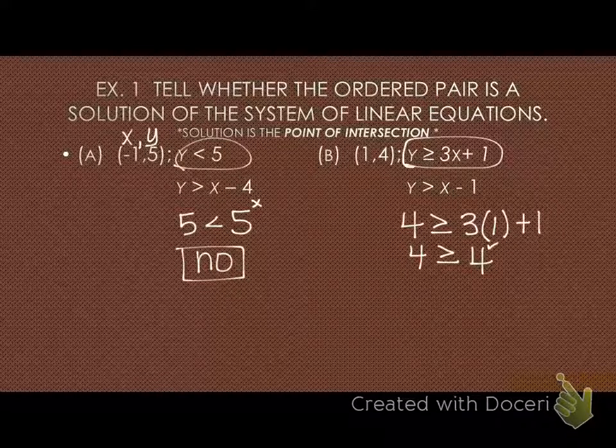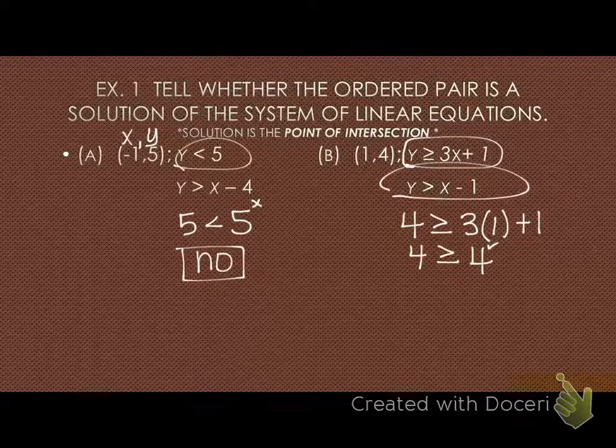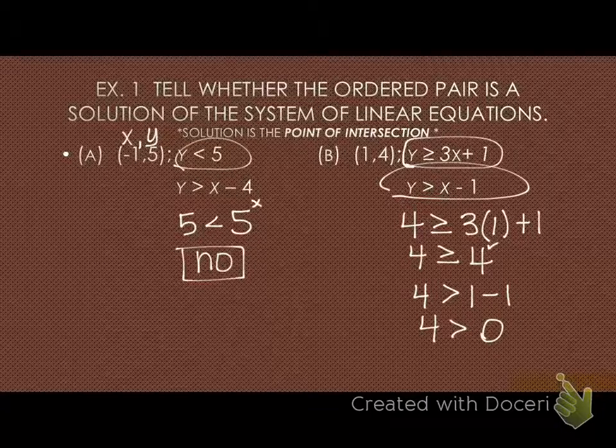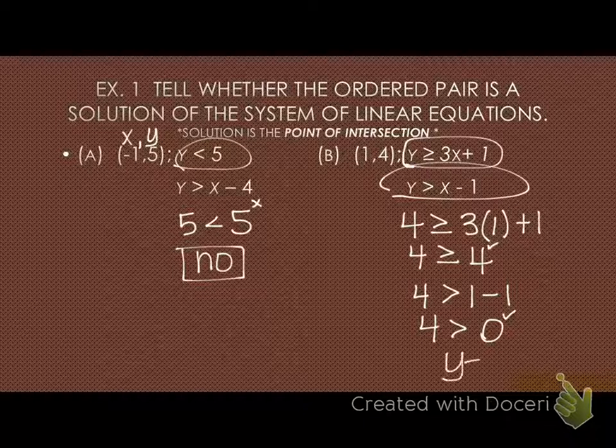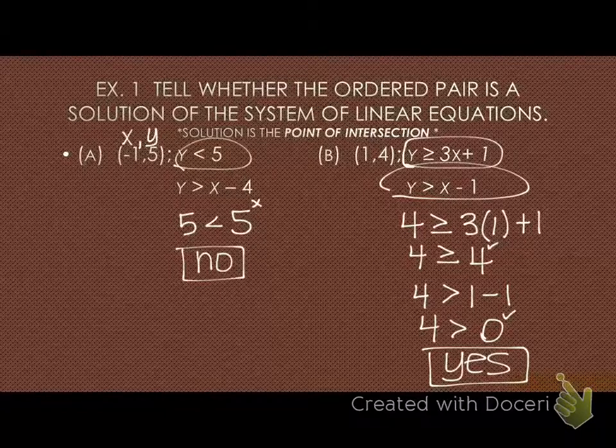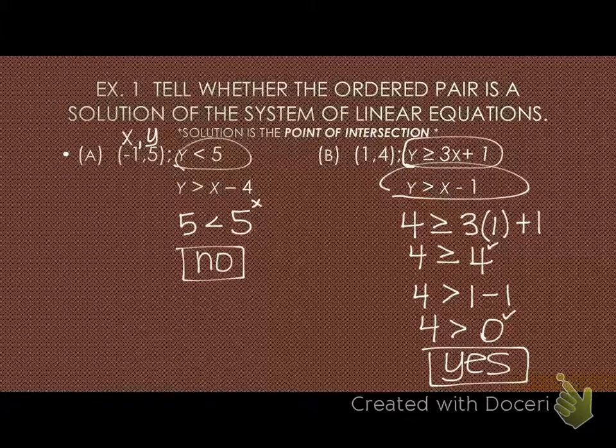All right, we can't say yes yet. It made the first one true, but it's got to make the second one true. So the second inequality, what am I plugging in place of y? 4 is greater than, class, what am I plugging in place of x? Minus 1. What is 1 minus 1? Class, what's 1 minus 1? 0. So is 4 greater than 0? Yes. Since the ordered pair makes both inequalities true, is it a solution to the system? Yes. So our final answer is yes. All right, that's all you have to do. When you're checking to tell if it's a solution, you're plugging it into the inequalities.